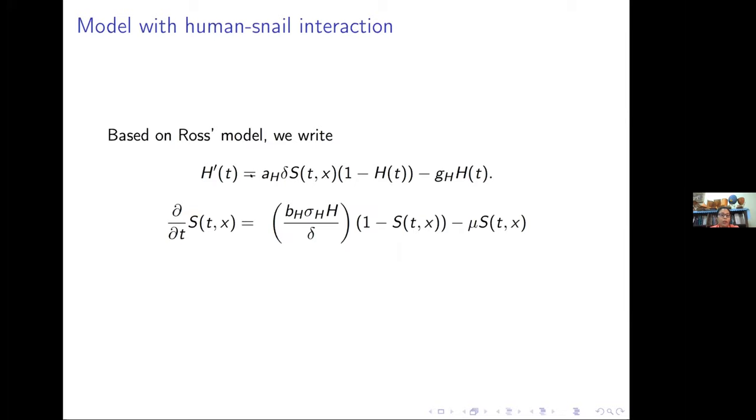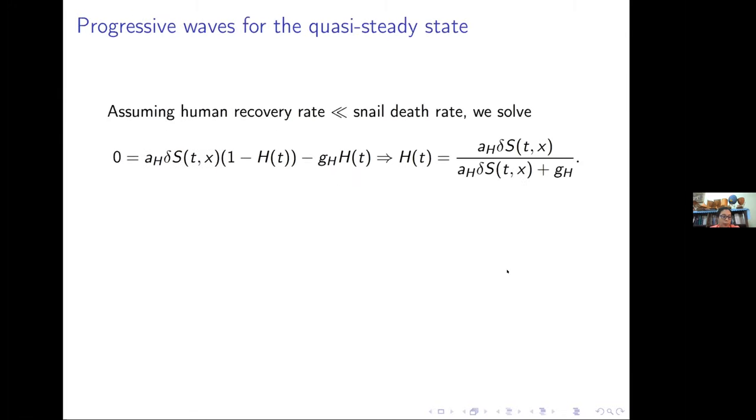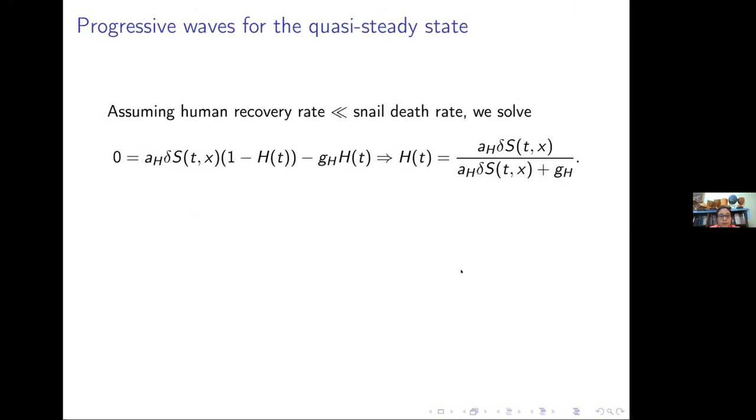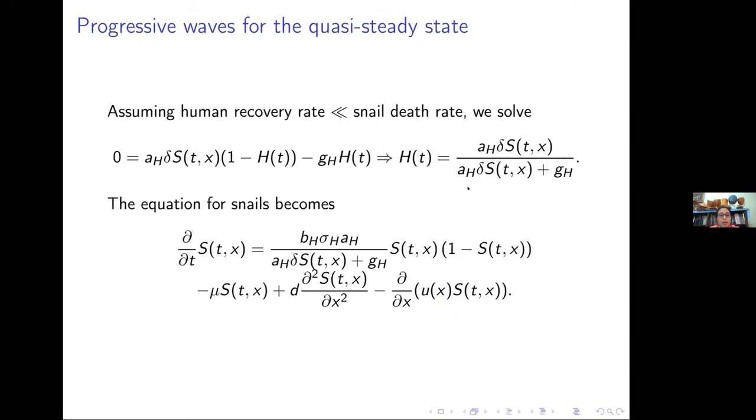By the Ross model, we can have these two equations. Since we are considering the diffusion inside the river, we also add the diffusion and transport due to the river flow. We add these two terms to the Ross model. And now the quasi-steady state, assuming that the death rate of the snail is faster than the recovery rate of the human infected. We solve from the first equation, like this. And then the second equation, for the snail, becomes this equation.